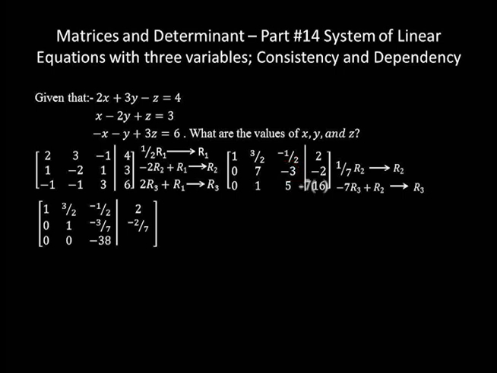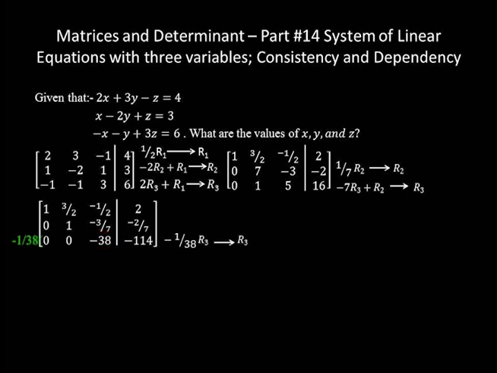Negative 7 times 16 is negative 112. Negative 112 plus negative 2 is negative 114. By now, these two main diagonal elements are 1s. What's left is this negative 38. To convert it to 1, we can multiply row 3 by negative 1 over 38.